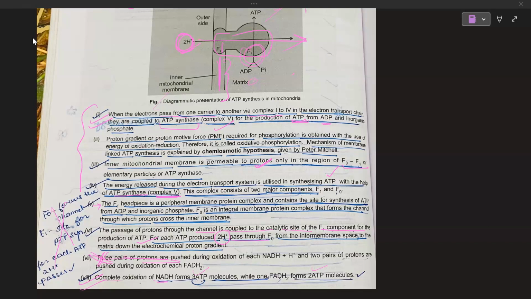In 6.6, can I just write from for each ATP produced? Can I just not write the coupled thing? Yeah, skip that. You write from for each ATP produced.